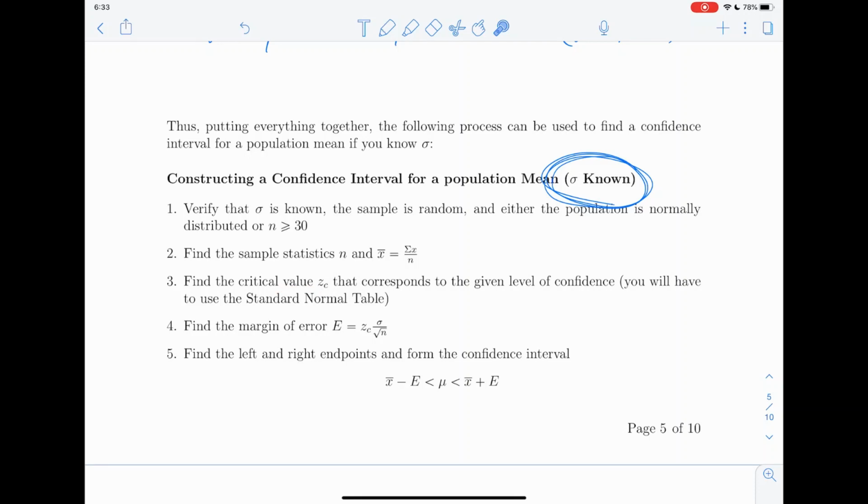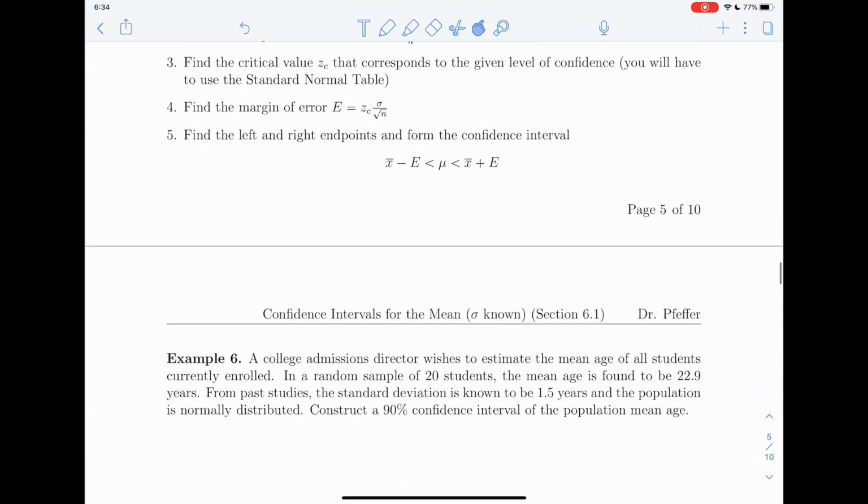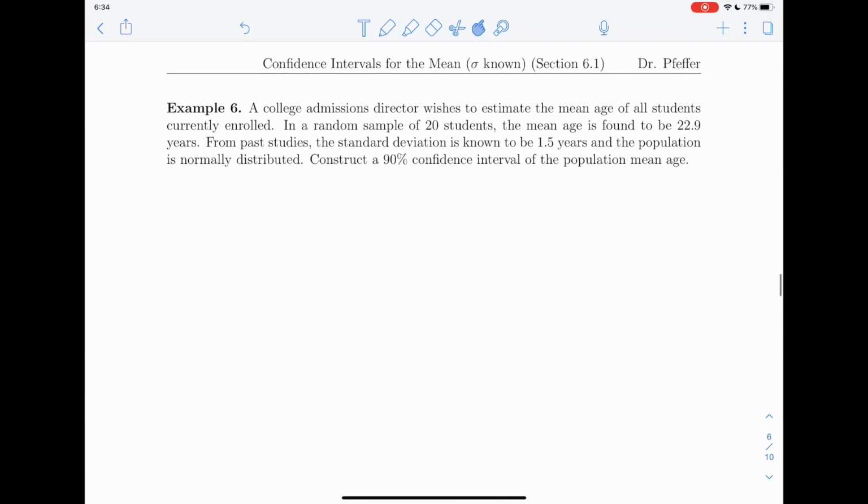You find the critical value, z sub c, that corresponds to your given level of confidence. This will require the standard normal table, as we've seen. Then we compute the margin of error, and then finally build out the confidence interval in question. This is the step-by-step process that we have to know and love and understand really, really well. On the next page, we have another example of going through this process.